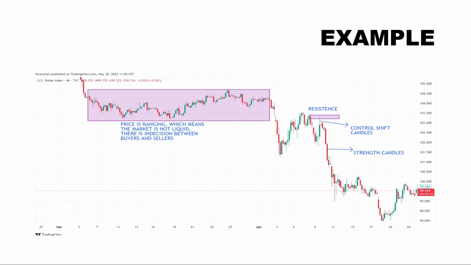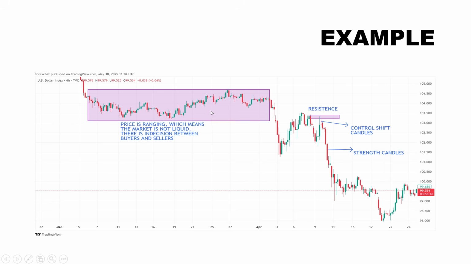So this is the chart of the US dollar index, and you can see that there was indecision in this market for some long period of time, right? It feels like the market was waiting for something to happen so that they can decide on whether they are going up or down, right? That is called indecision. We say price is ranging, which means the market is not liquid. There is indecision between the buyers and the sellers in this market.